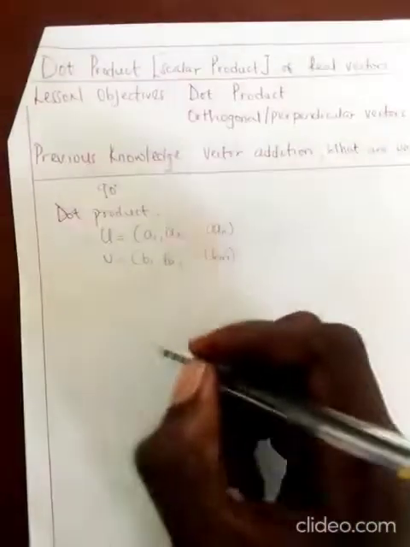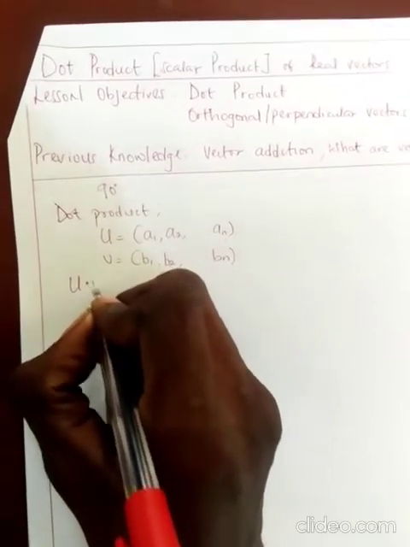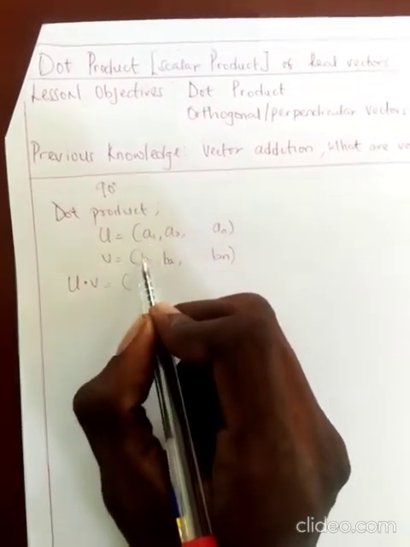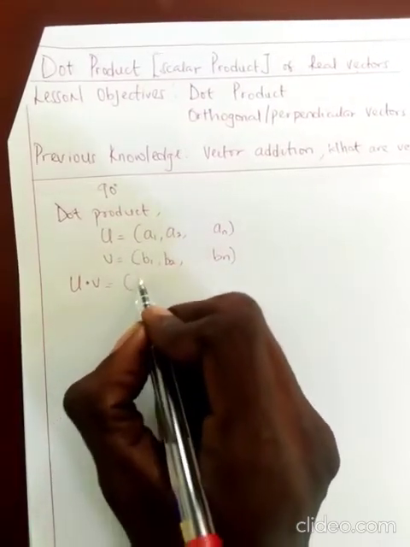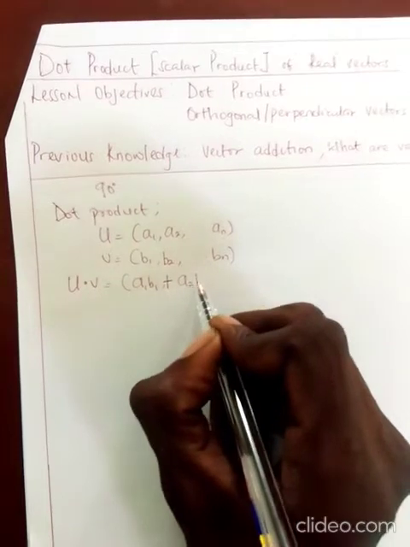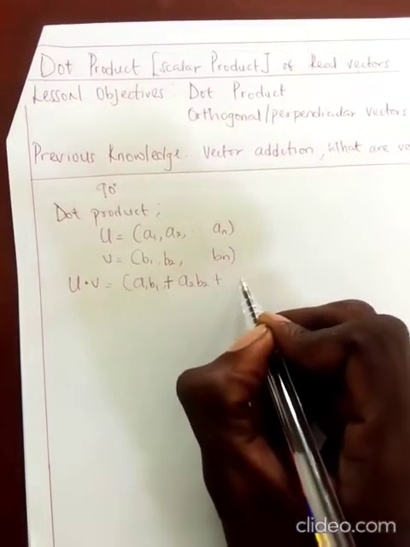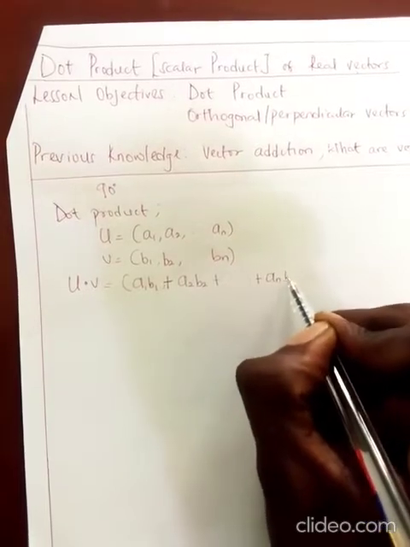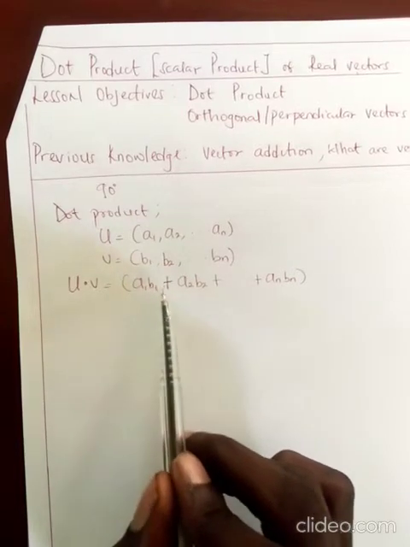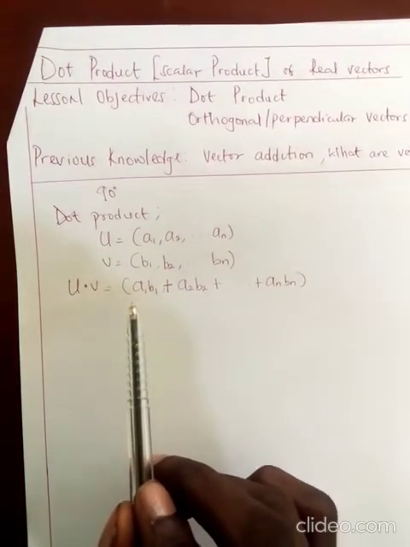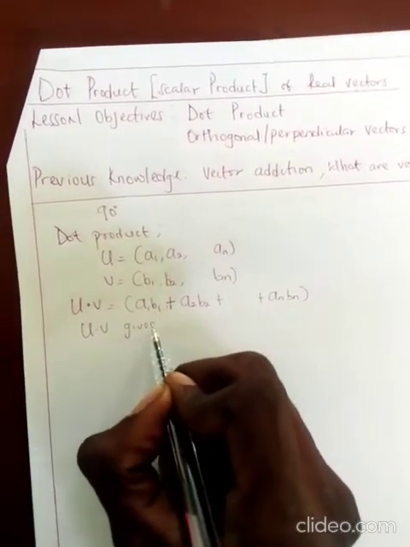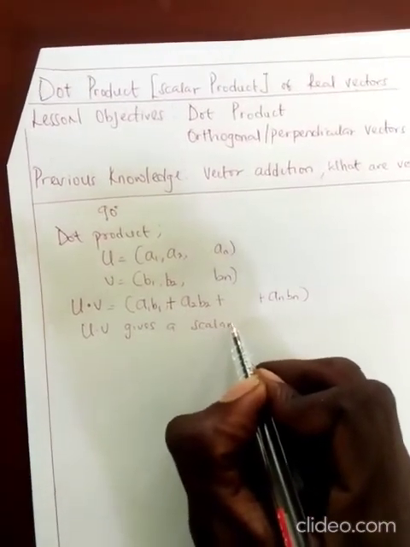Now let's define the dot product. The dot product, represented by u dot v, is equal to multiplying each corresponding element with each other. So I have a1 times b1 plus a2 times b2, and on and on, up to plus an times bn. This is the dot product between the two vectors. I'm multiplying the corresponding elements with each other. And the amazing part of the dot product is that u dot v always gives us a scalar.